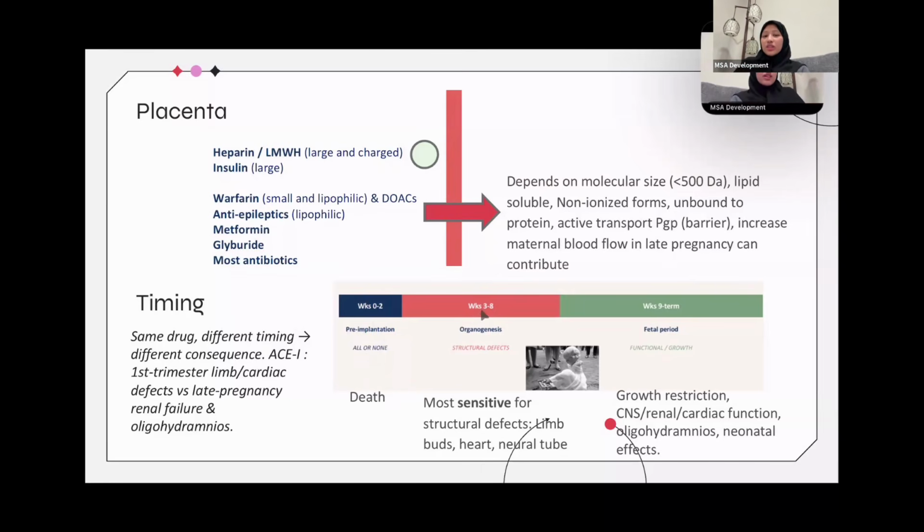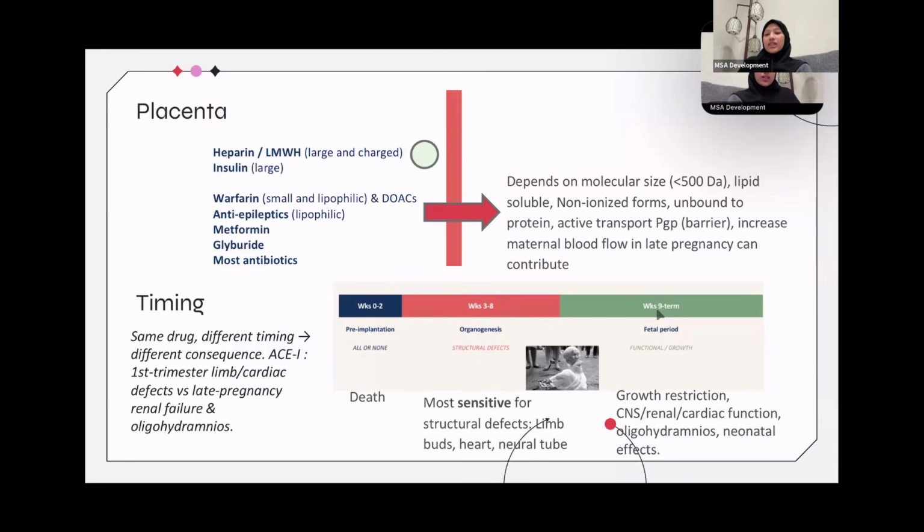If it's within 3 to 8 weeks, which is the major, most sensitive part of pregnancy, where the organs develop, you will have structural defects like limb loss with a drug called thalidomide and so on, and heart and neural tube defects. So if anyone asks you what is the most important timing, it's this 3 to 8 weeks of pregnancy.